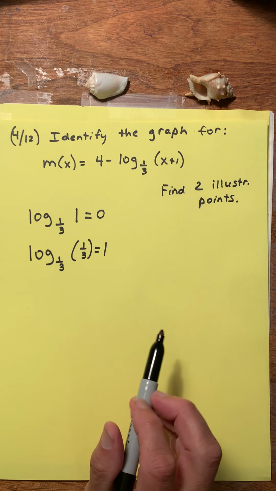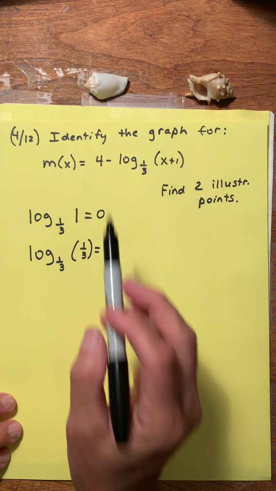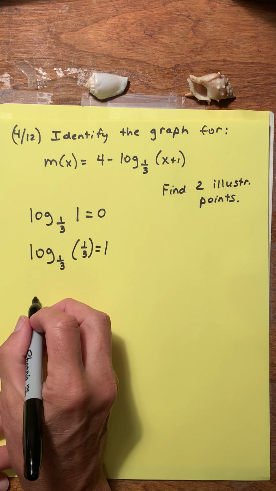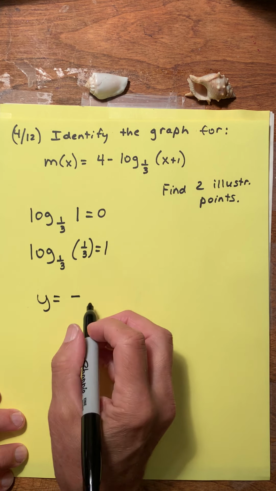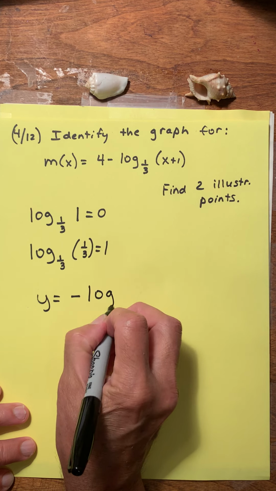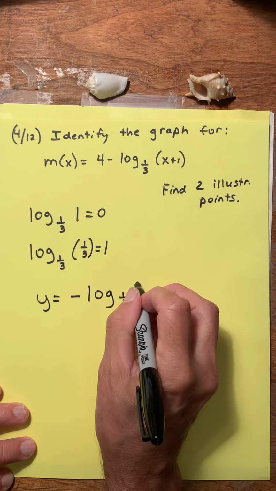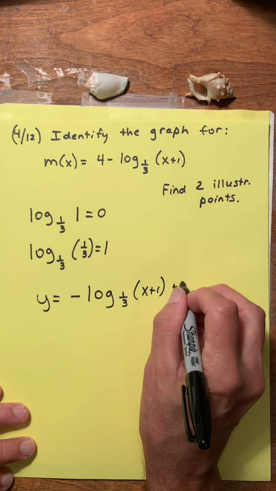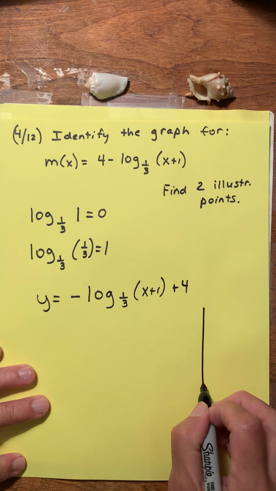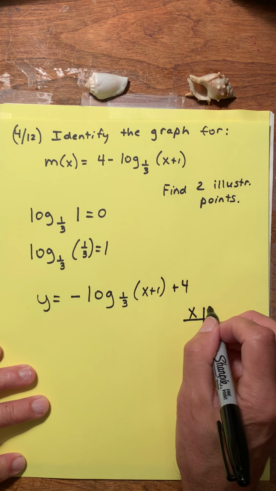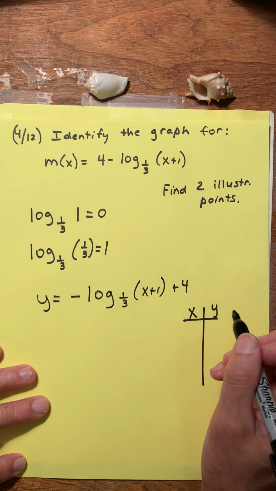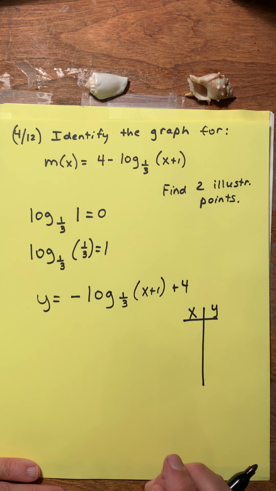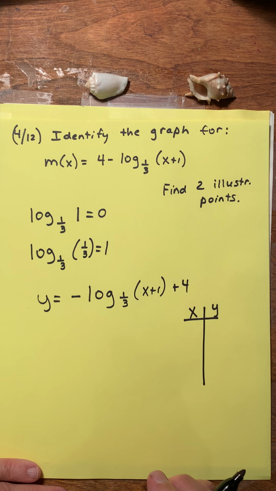All right, the first thing I suggest you do after you say y equals is put this 4 at the end, that way I can look at the log by itself. It's a positive 4, so plus 4. So I'm going to get 2 points here. And when I'm identifying these graphs, if I can find 2 points, that's all I need to separate the correct one from the 3 incorrect ones.